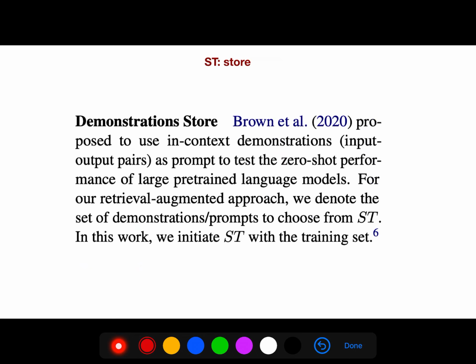And when we say store, this paper proposed to use in-context demonstrations, input-output pairs, as prompts to test the zero-shot performance of large pre-trained language models. For our retrieval-augmented approach, we denote the set of demonstrations or prompts to choose from as this store.